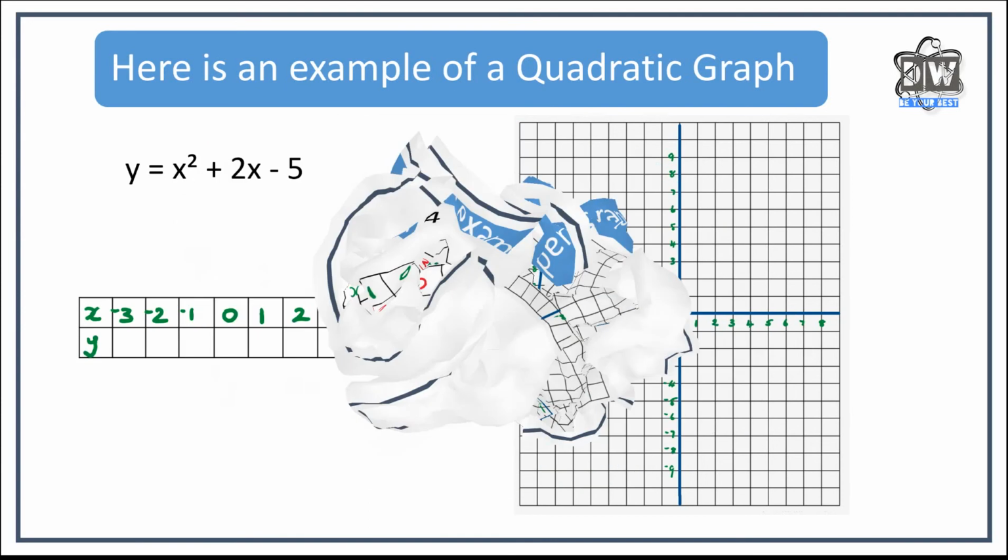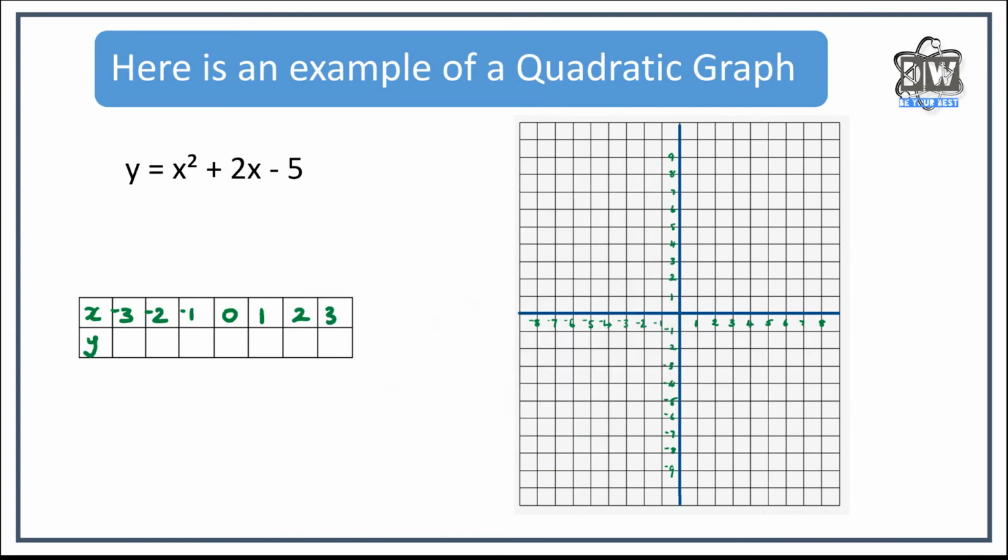Now this is our Everest. So please just bear in mind, this is the Everest. This is really, really tough for us. I will do the first 2 for you, and then it's up to you to do the rest. So let's go through. We're going to start with 0 again. So y equals 0 squared plus 2 times 0 minus 5.